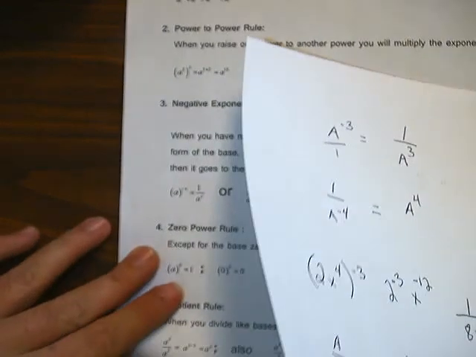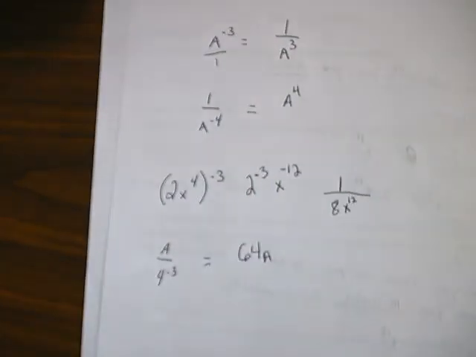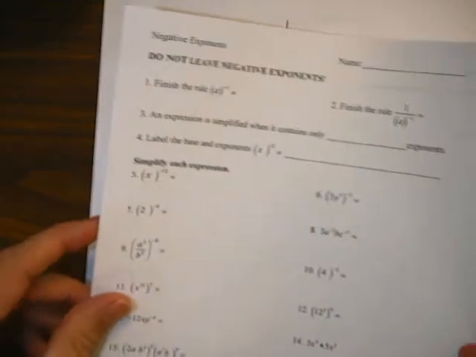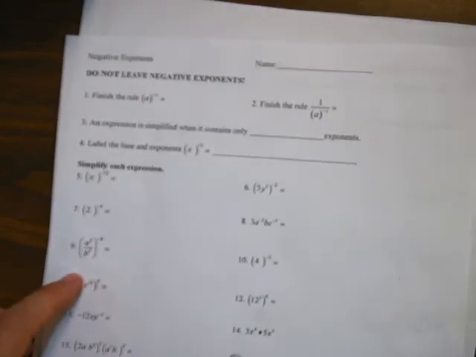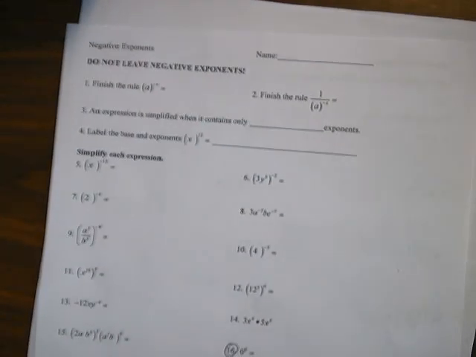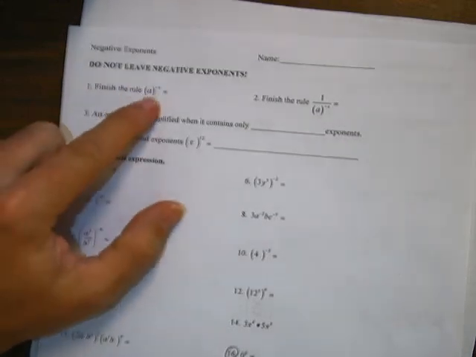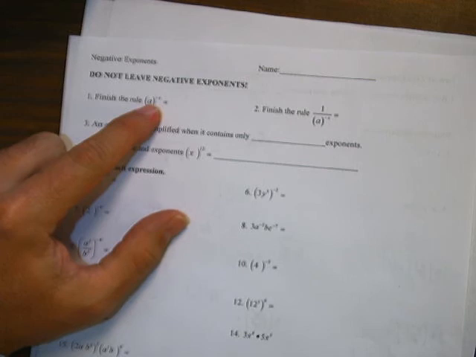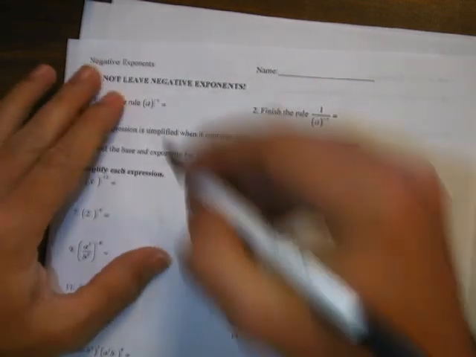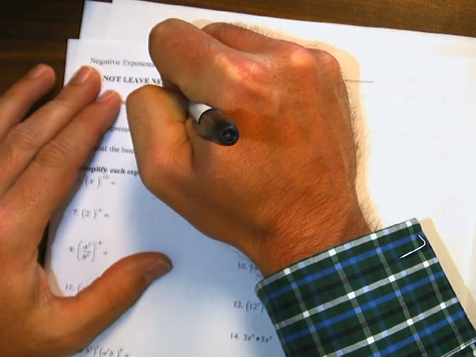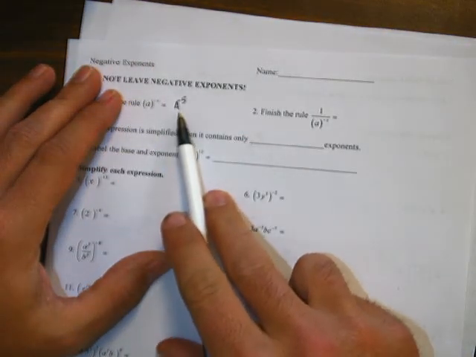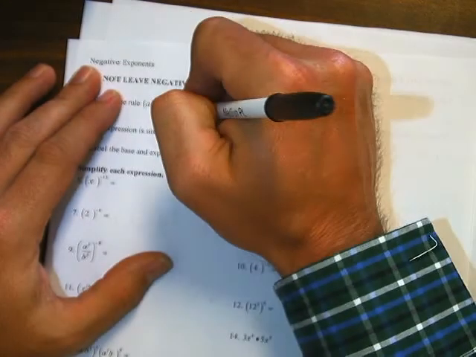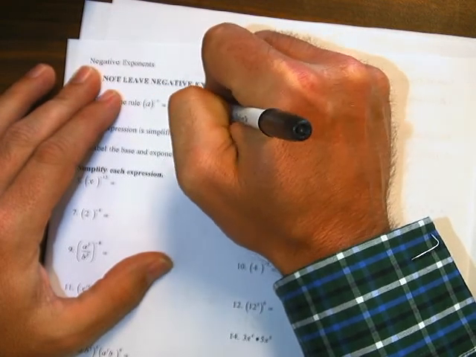Now, what I would like for you to do is look at this page. Make sure you're on the side that says negative exponents. It says, in capital letters, do not leave negative exponents. Finish the rule. A raised to the negative 5th power. Now that would be a to the negative 5th. Since it's on top, we have to move it to the bottom, so this would equal 1 over a to the 5th.